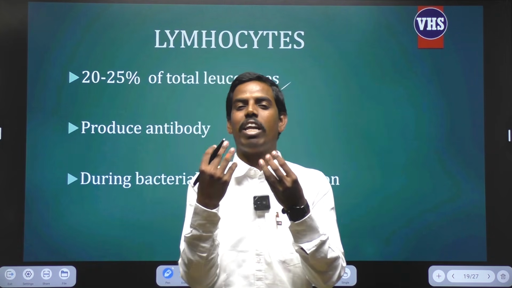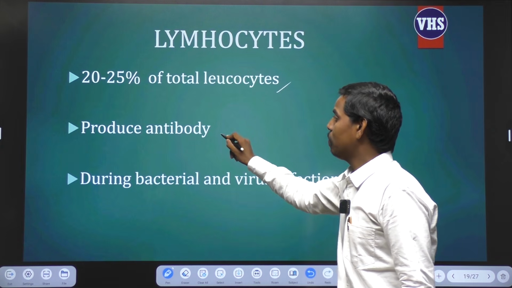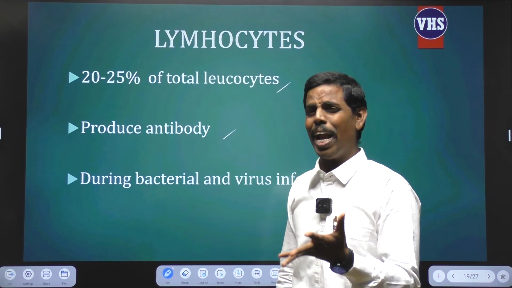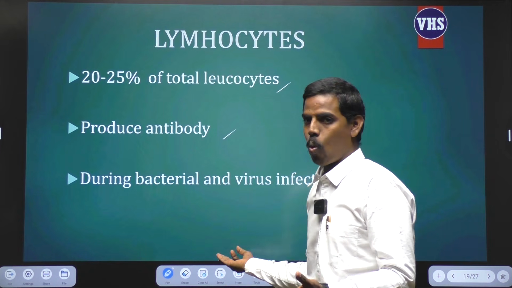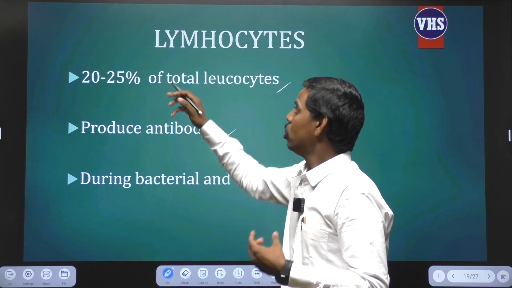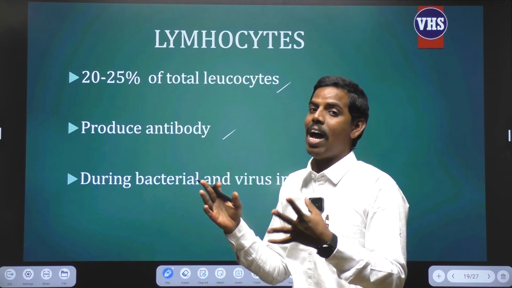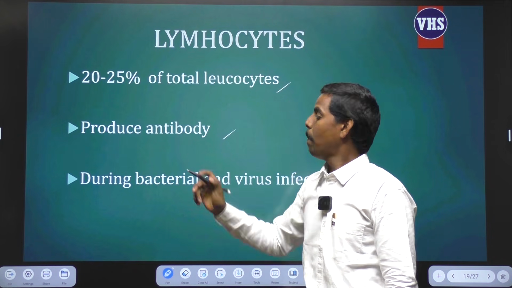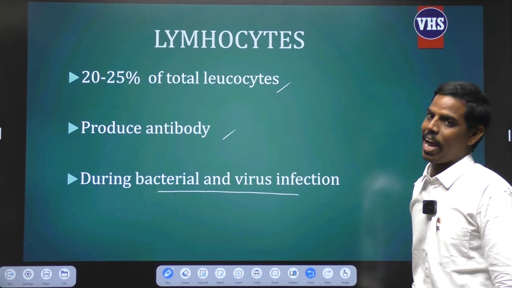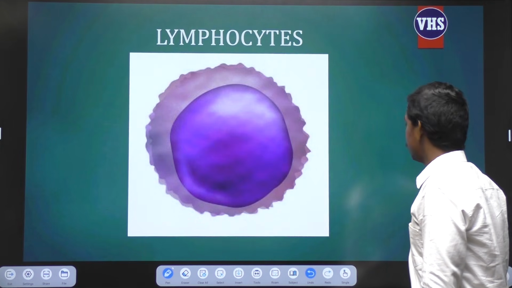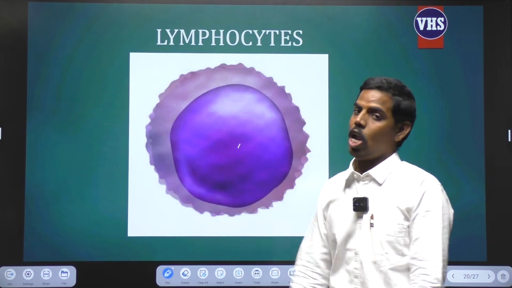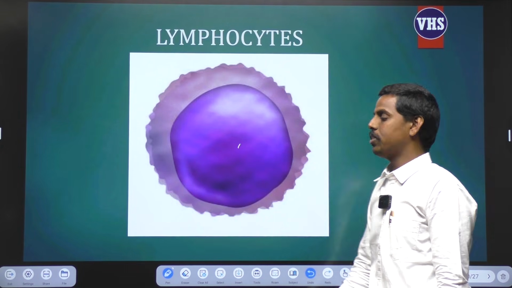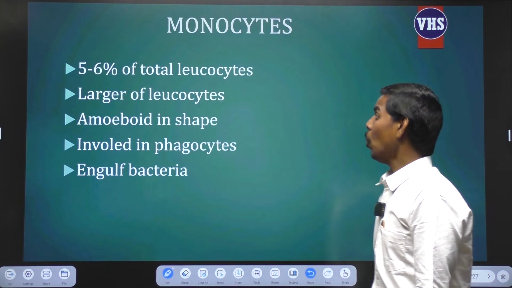We got a fever, viral fever, bacterial fever. That time they can fight with the foreign bodies. What are foreign bodies? Foreign bodies means bacteria, virus. So when we are infected, lymphocytes are increasing and destroying and digesting the bacteria and virus. Then next, this is the structure of lymphocyte. See, are granules present here? No, absence of granules.